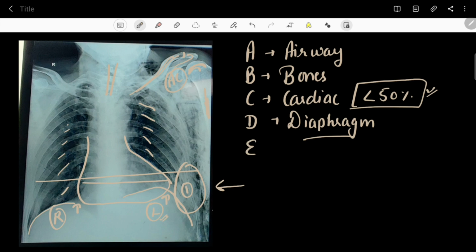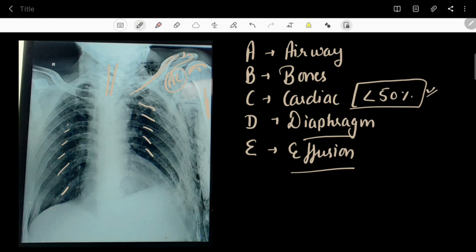Now let's come to the next letter, E. E stands for any kind of effusion. For effusion, we need to check two angles: the costophrenic angle and the cardiophrenic angle. This side of the costophrenic angle is normal, but you can see there is blunting of the costophrenic angle over the left side. Blunting of the costophrenic angle states that there is some kind of effusion at this place. As the patient suffered trauma at this site, I can say, though not 100% sure, that it can be a hemothorax. This fluid in this space can be blood.